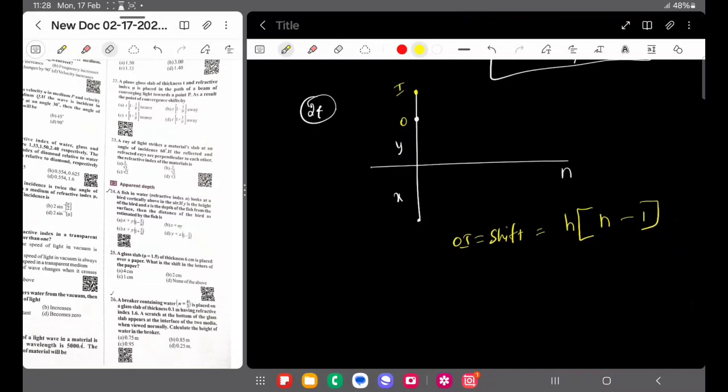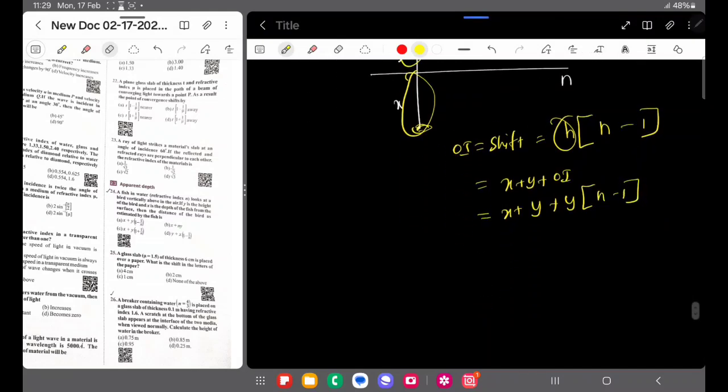So in the question they're asking the distance of the bird as estimated by the fish. So obviously with respect to the fish, the bird is located at x plus y plus OI. It's the position of the bird with respect to the fish. Here OI is nothing but h, and h is y itself. On taking y as a common factor, I will be getting n minus 1 plus 1. So x plus y into n. This should be the position of the bird as estimated by the fish. So it should be the answer.